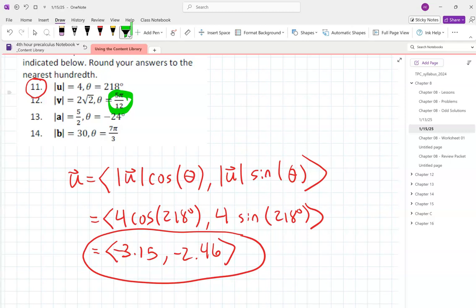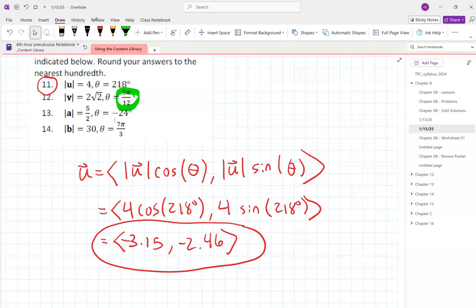Brody, what were you saying? Yeah, always cosine for x, always sine for y. Yes, every single time. Just like it was with the unit circle, right? Cosine was the x coordinate, sine is the y coordinate. Same idea here.